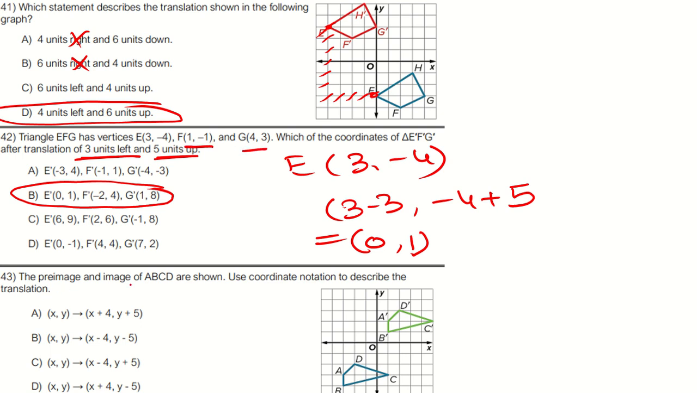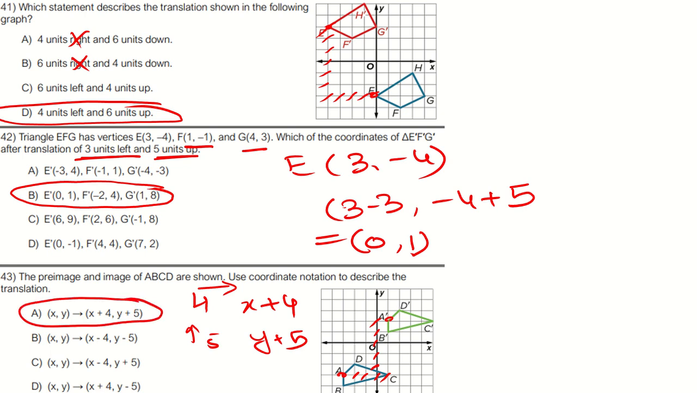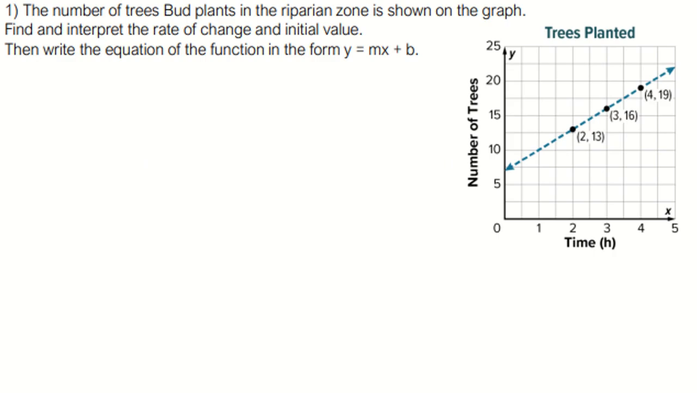Now the pre-image and image of ABCD are shown. Use coordinate notation to describe the translation. Okay, see what they are asking here. A is here and A prime is here. So where is it going? 1, 2, 3, 4 units left. Sorry, 4 units right. It means plus 4 for x, x plus 4, and up also it is going how much? 1, 2, 3, 4, 5. So 5 units up. Up means the value of y will be plus 5. So x plus 4 and y plus 5. This is the correct answer. Okay.